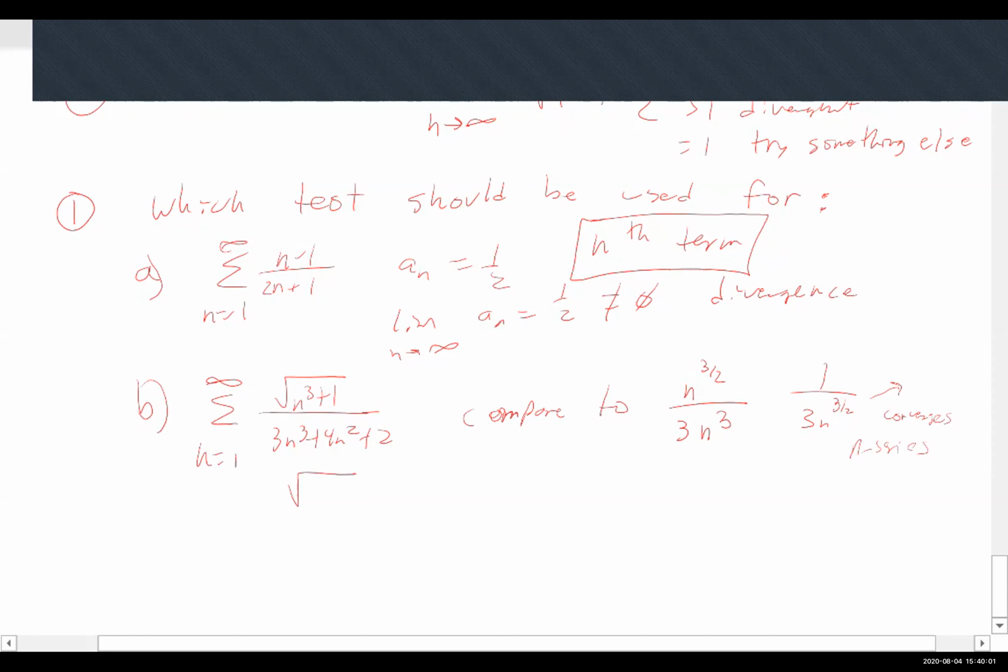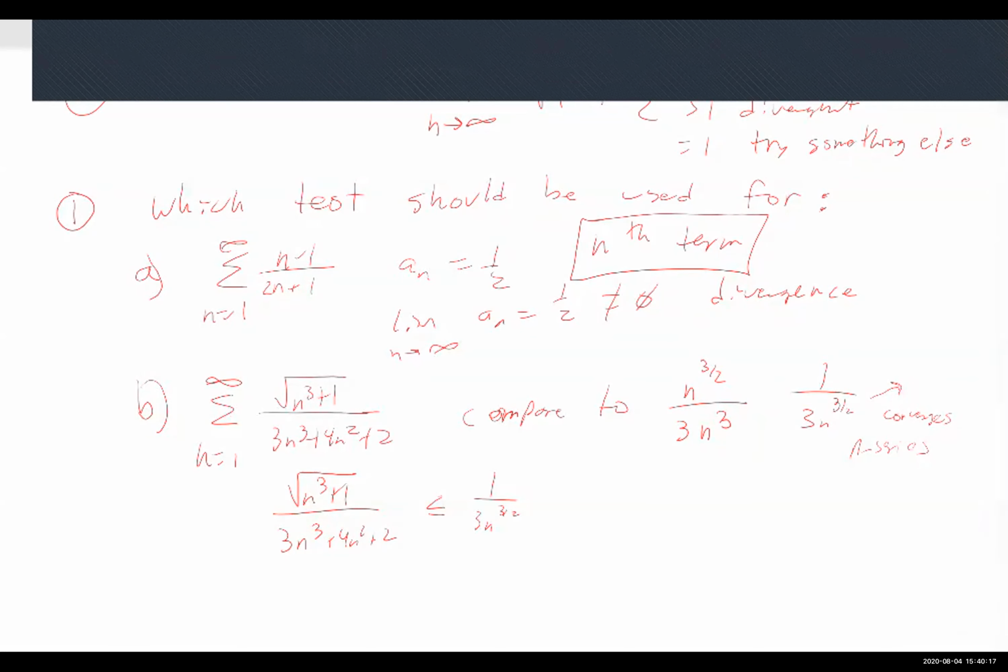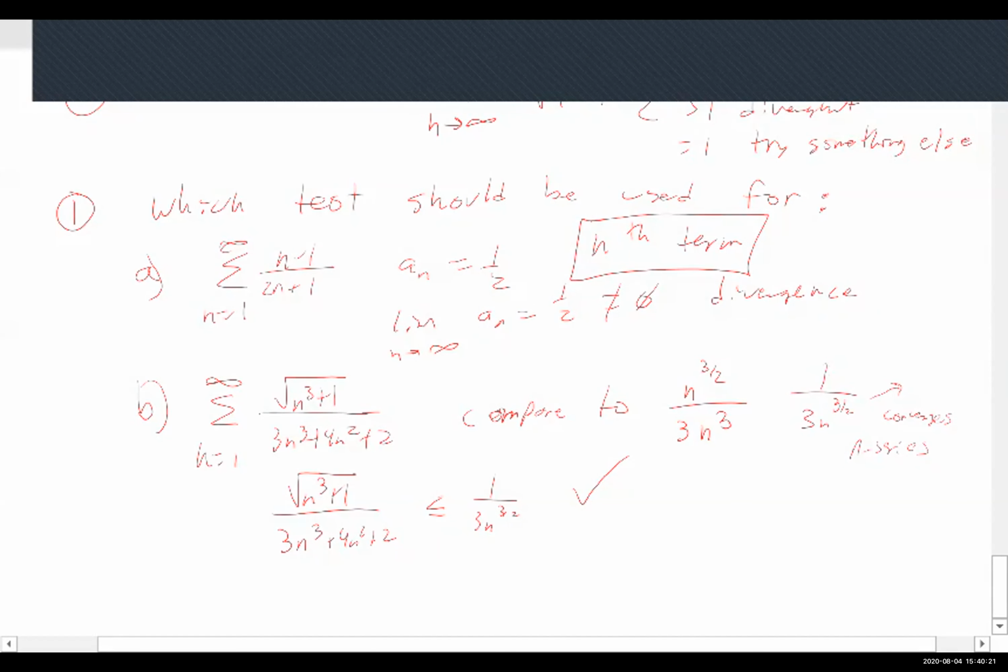Is the square root of n cubed plus 1 over 3n cubed plus 4n squared plus 2, is that always going to be less than or equal to 1 over 3n to the 3 halves? And I believe it is. Yeah, I think it checks out. So yeah, comparison test. Boom.